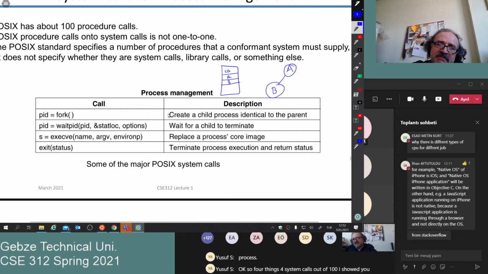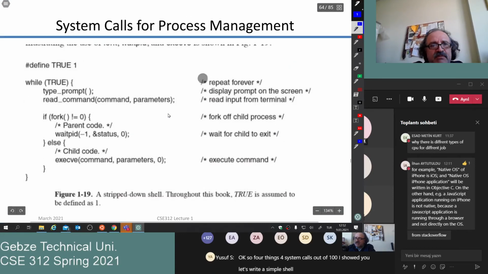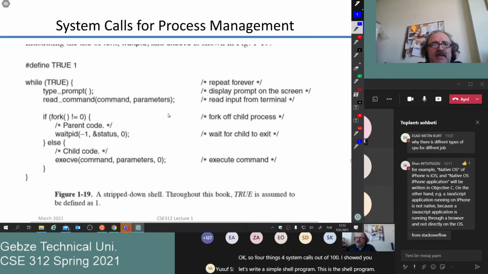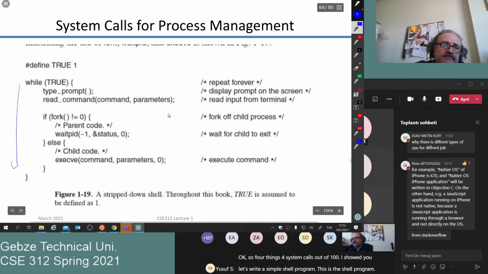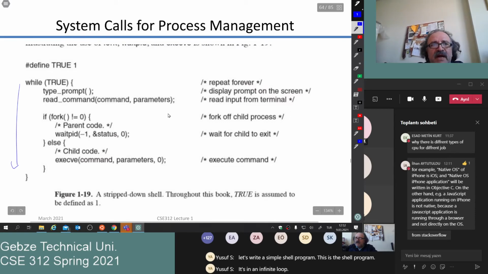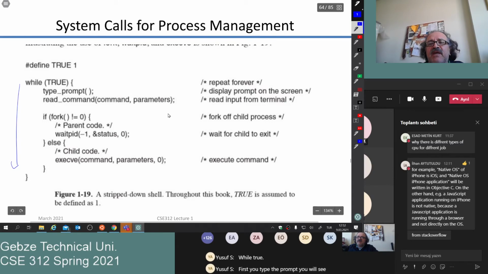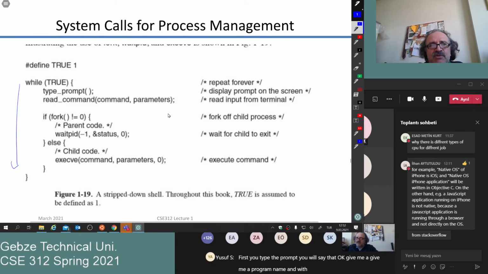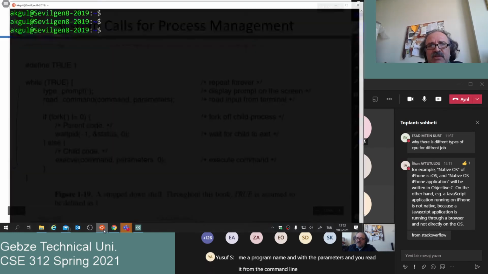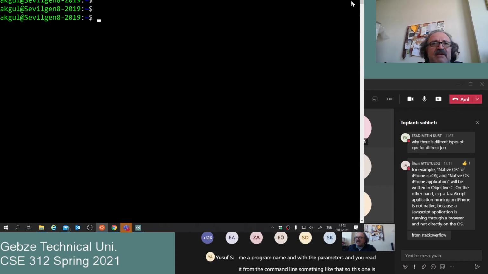Let's write a simple shell program. This is the shell program. It's in an infinite loop, while true. First, you type the prompt. You say, give me a program name with the parameters, and you read it from the command line. So this one is telling me, give me something and I am going to run it. So I say, this is the program name, and these are my parameters.